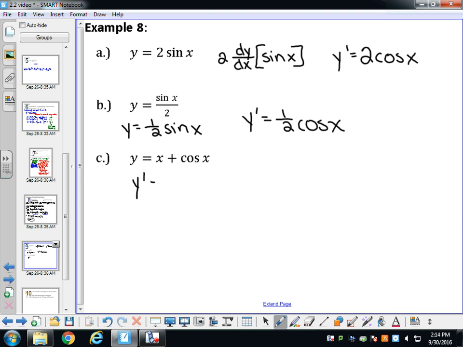In C, I want to do each term separately. So y prime of x, I'm going to use my power rule. There's an exponent of 1, that drops down, so it's going to turn out to be 1. And then it's plus, and then the derivative of cosine is actually minus sine.